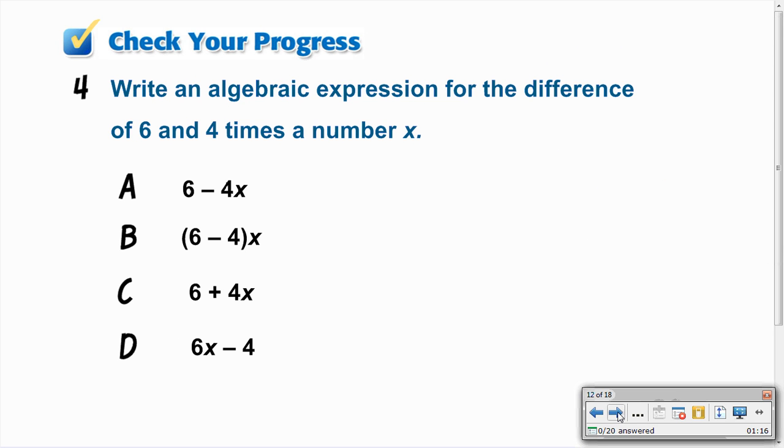And do number 4. I know what it is. Remember the first slide when I said, had that little study tip in the top right hand corner? What's that study tip? What's important? Order of operations, right?